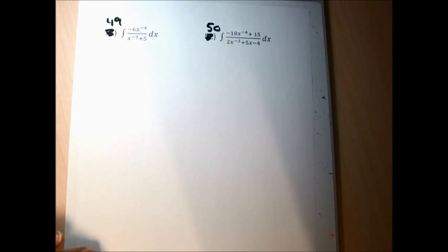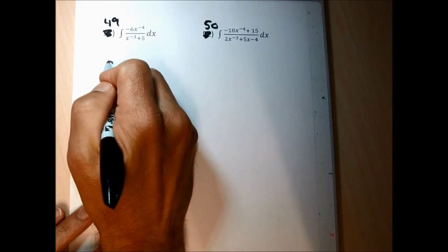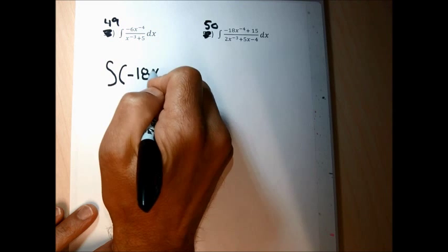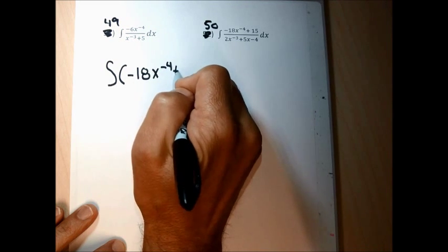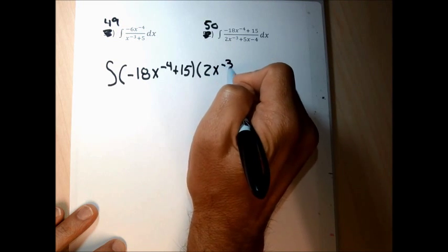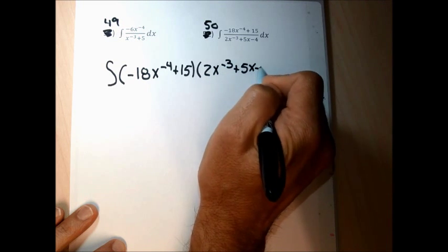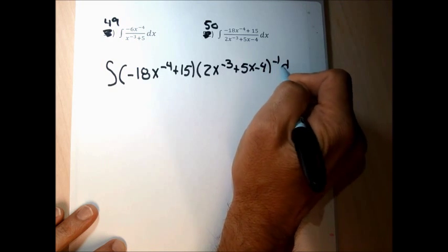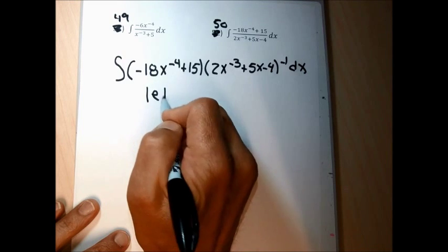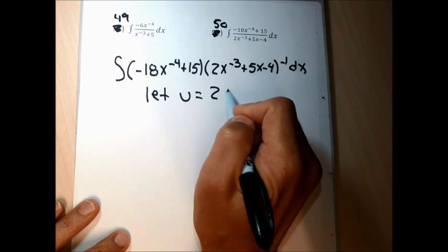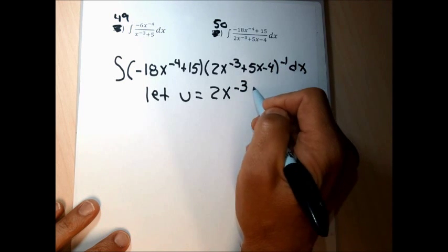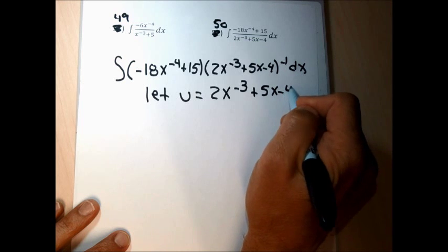All right, so now I'm going to rewrite problem 50 as the integral or antiderivative of negative 18x to the negative 4 plus 15 times 2x to the negative 3 plus 5x minus 4 to the negative 1 dx. Let u be the inside of that parentheses, the one that has the exponent of negative 1. So u is going to be 2x to the negative 3 plus 5x minus 4.